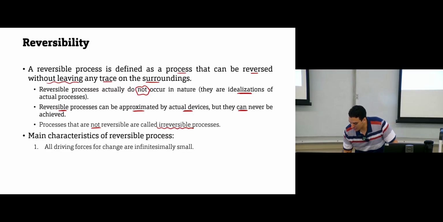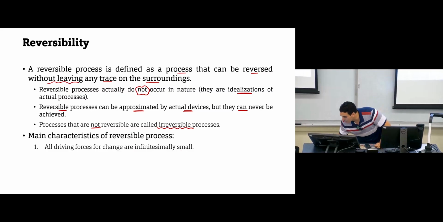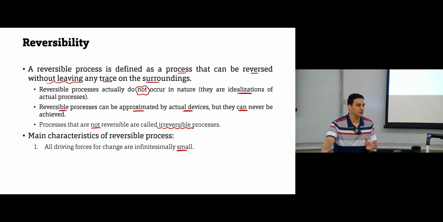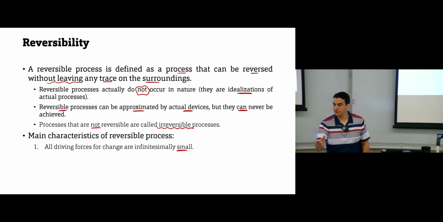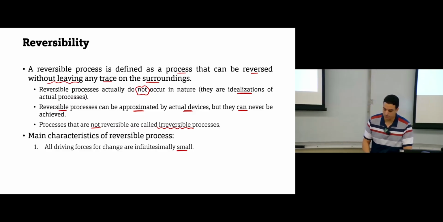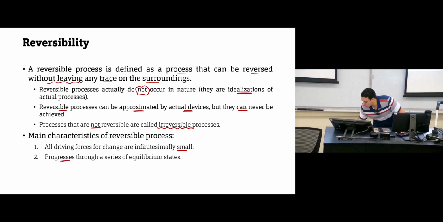So if we start with the characteristics, all the driving forces for the change in the reversible process are very small. If you have heat transfer, what is the driving force for heat transfer? Temperature difference. If the temperature difference is very small, then we can say we have a reversible process. What is the driving force for mass transfer? Concentration difference. If the concentration difference is very small, then we can assume the mass transfer behaves as a reversible process. The process itself progresses through a series of equilibrium states.